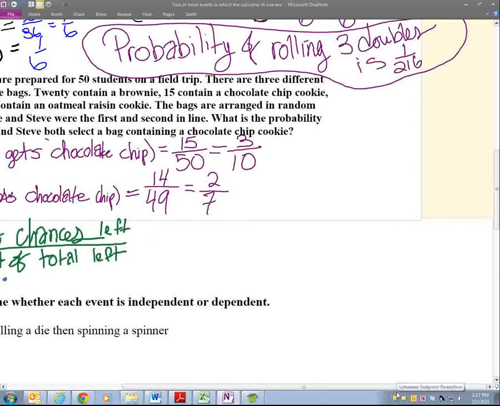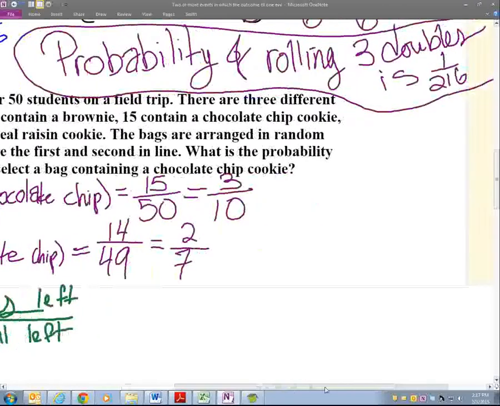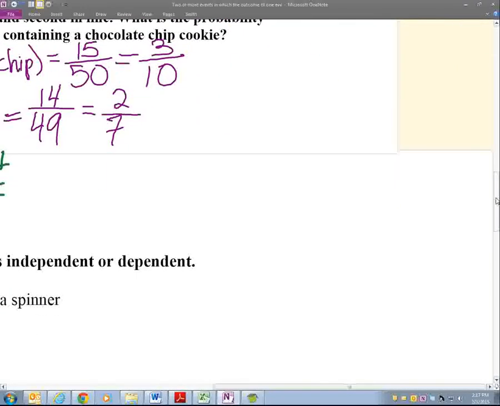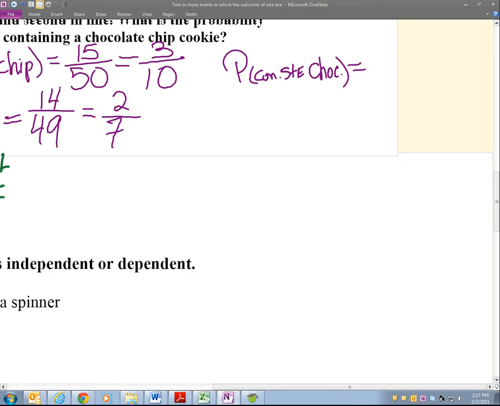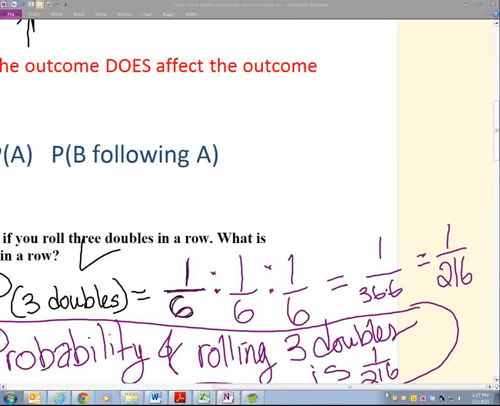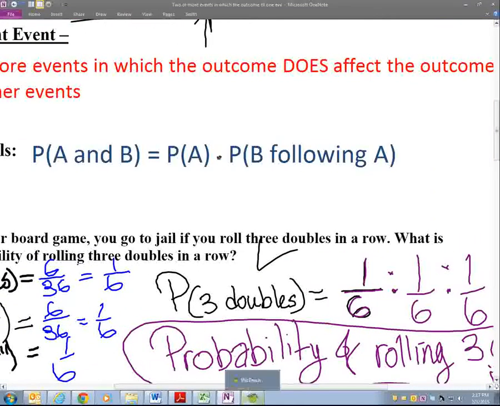zoom in again. I'm going to try to find the probability of both Connie and Steve getting the chocolate. What am I going to do next according to the symbols that we wrote above it? Isn't it right here? Probability A times the probability B after A.